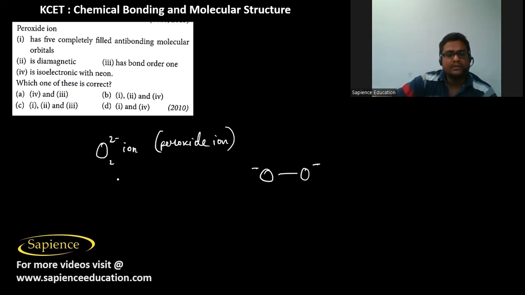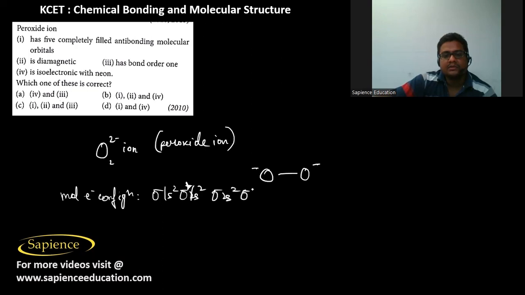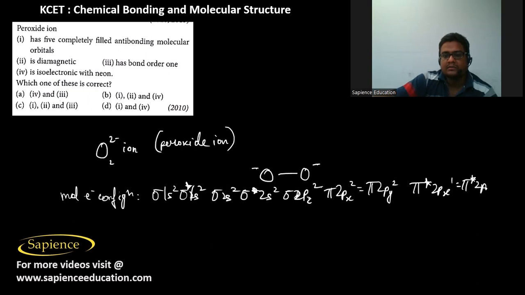If we write its molecular electronic configuration, then we will have sigma 1s2, sigma star 1s2, then sigma 2s2, sigma star 2s2, then sigma 2pz2, then pi 2px2 equals pi 2py2, then pi star 2px2 equals pi star 2py2, since here we have 18 electrons.